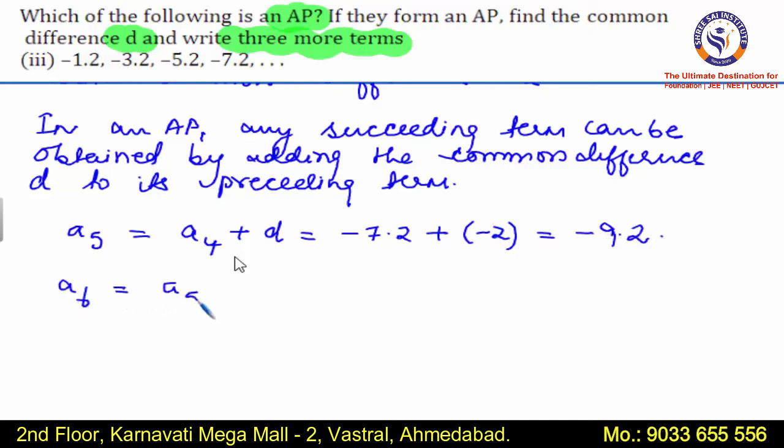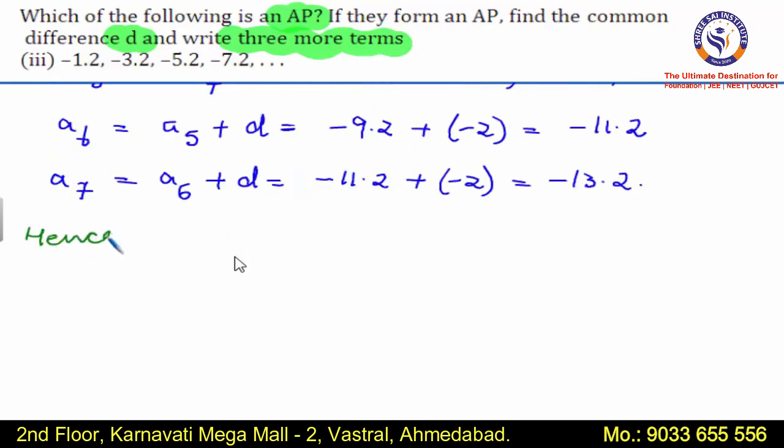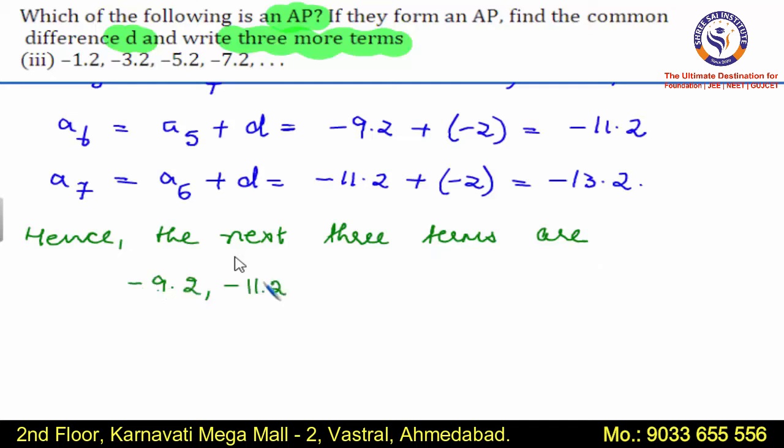6th term can be found by adding the 5th term to the common difference. So we have minus 9.2 plus minus 2, and this is equal to minus 11.2, and the 7th term is equal to the sum of the 6th term and the common difference, that is minus 11.2 plus minus 2, which is equal to minus 13.2. Hence, the next 3 terms of the given AP are minus 9.2, minus 11.2 and minus 13.2. So this completes the solution.